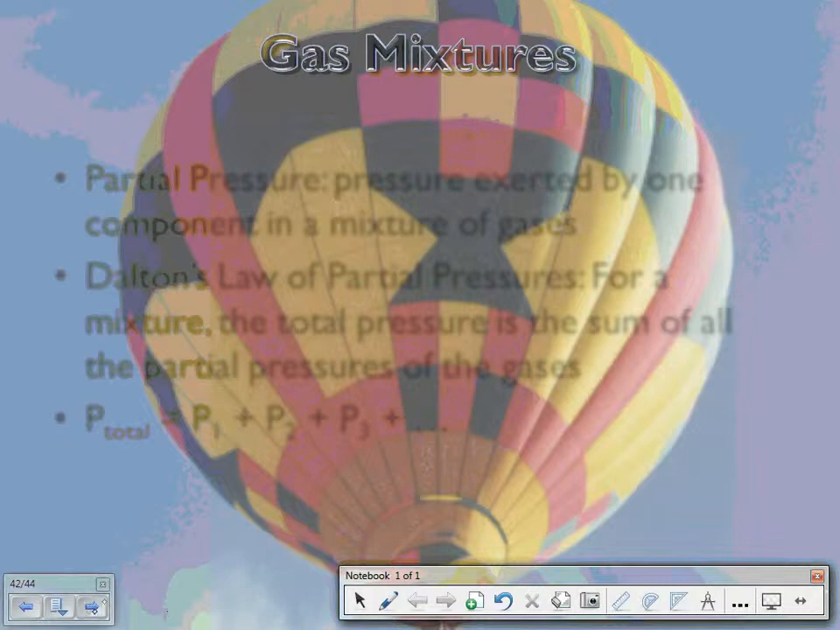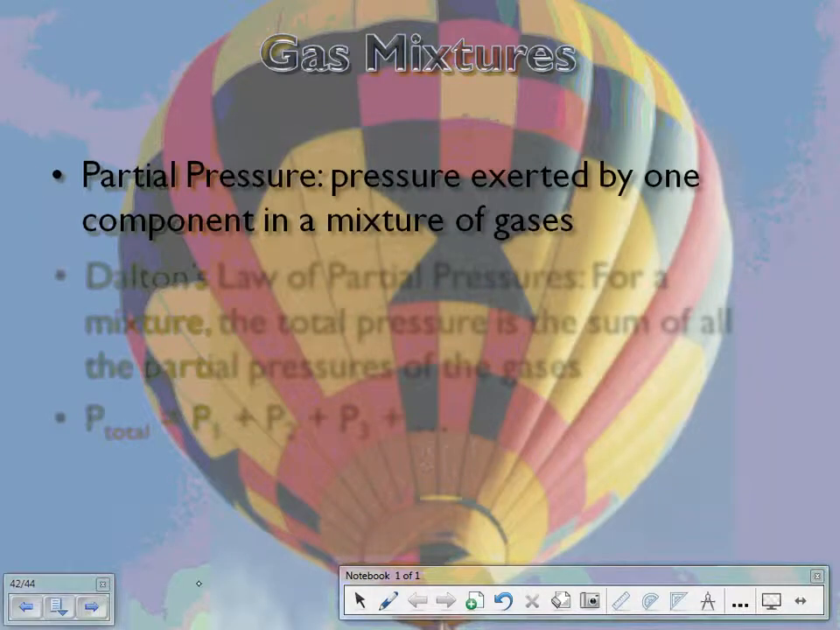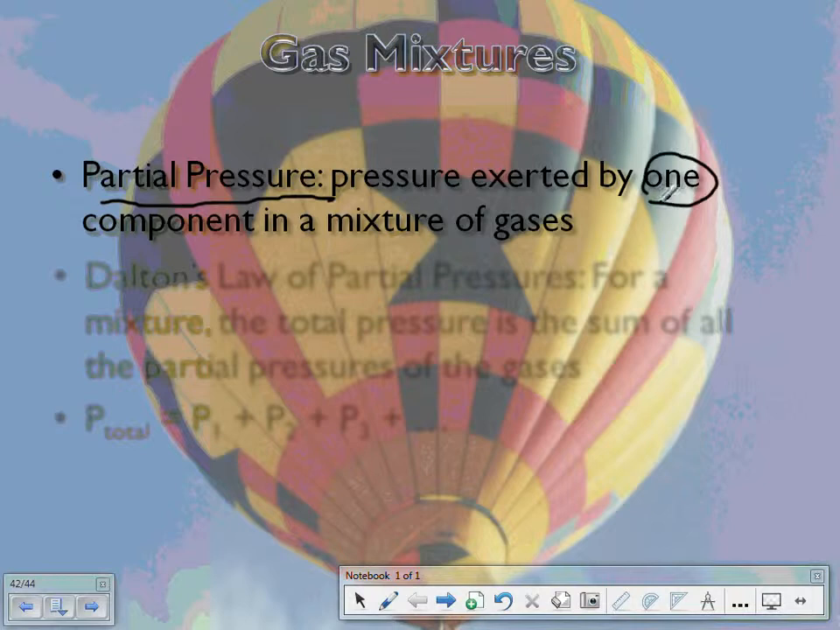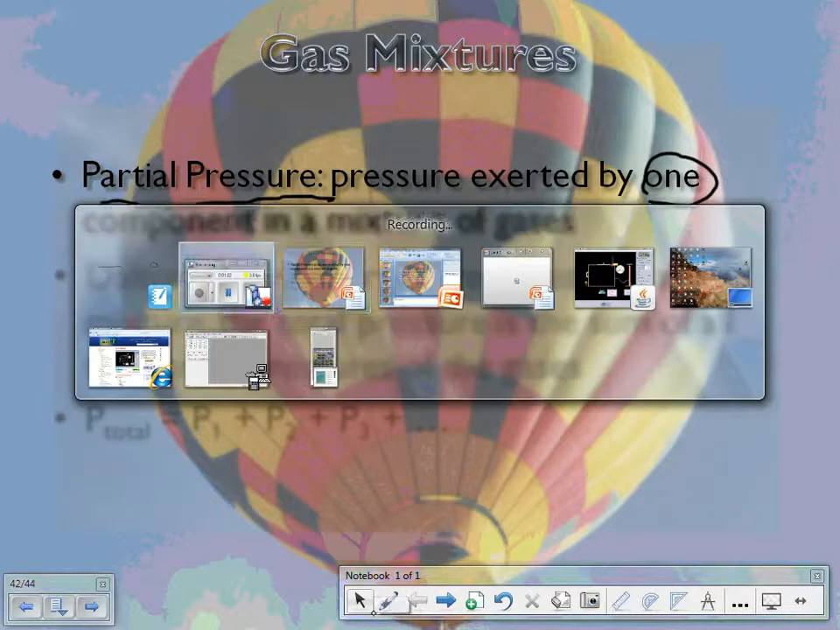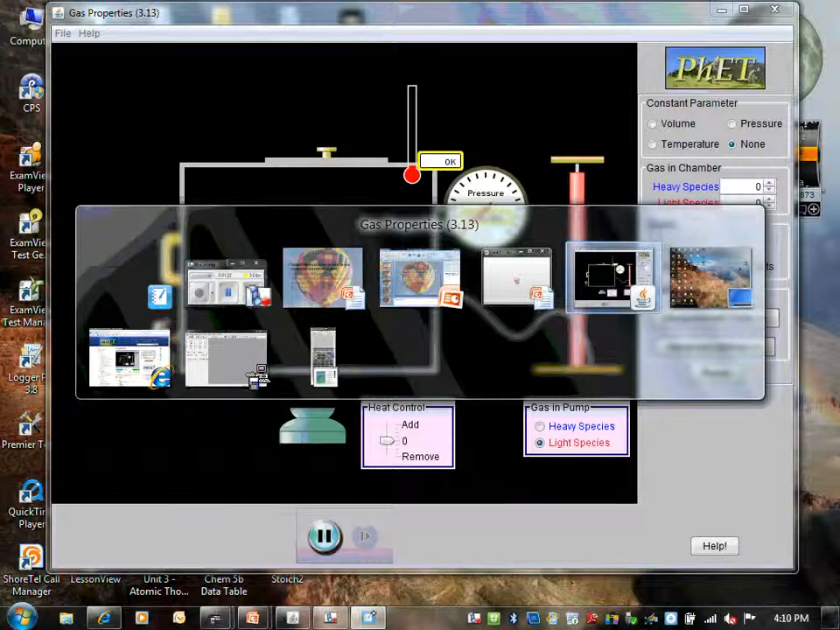Well, let's look at what happens when we have a mixture of gases. If we have two or more gases together, then we have such a thing as partial pressure. In other words, the pressure exerted by just one of the components of a gas. And we got a simulation ready for everybody to see. So let's have a look at that, if I can find it. There it is.